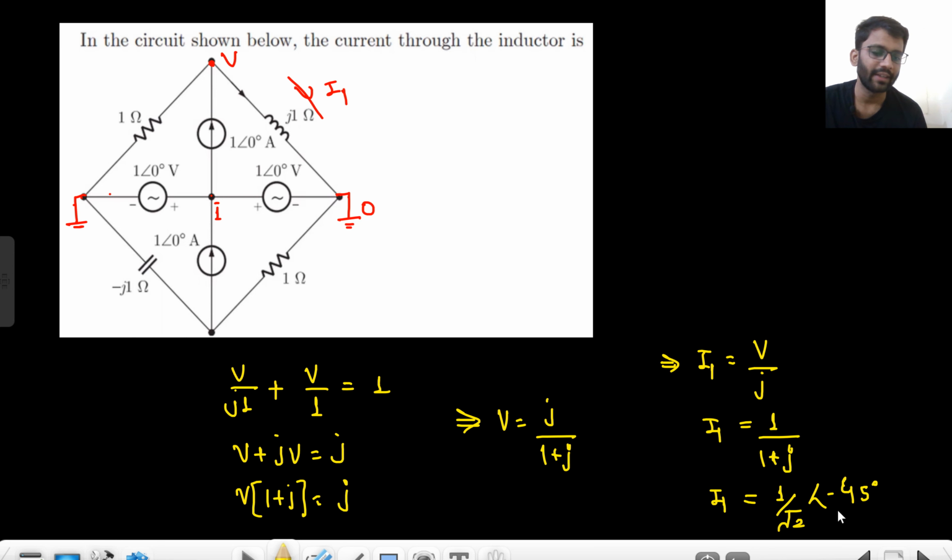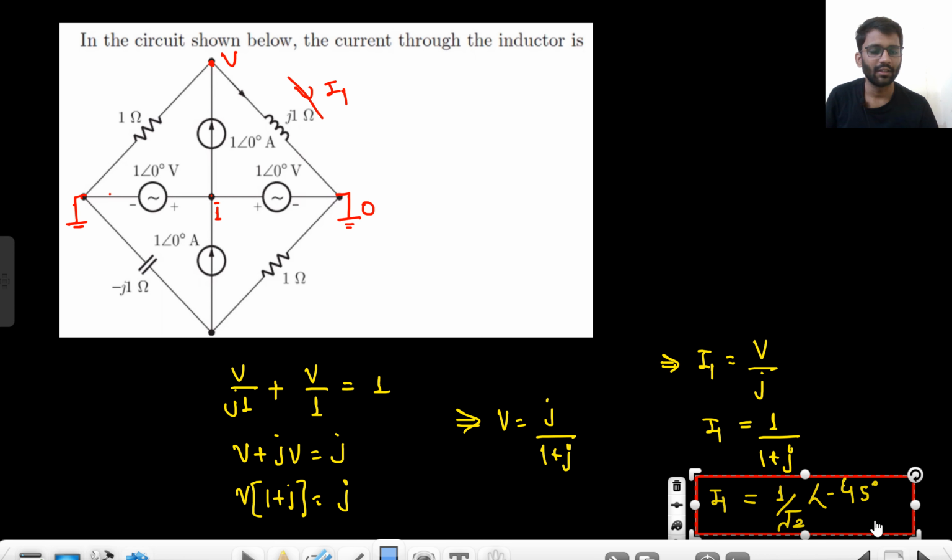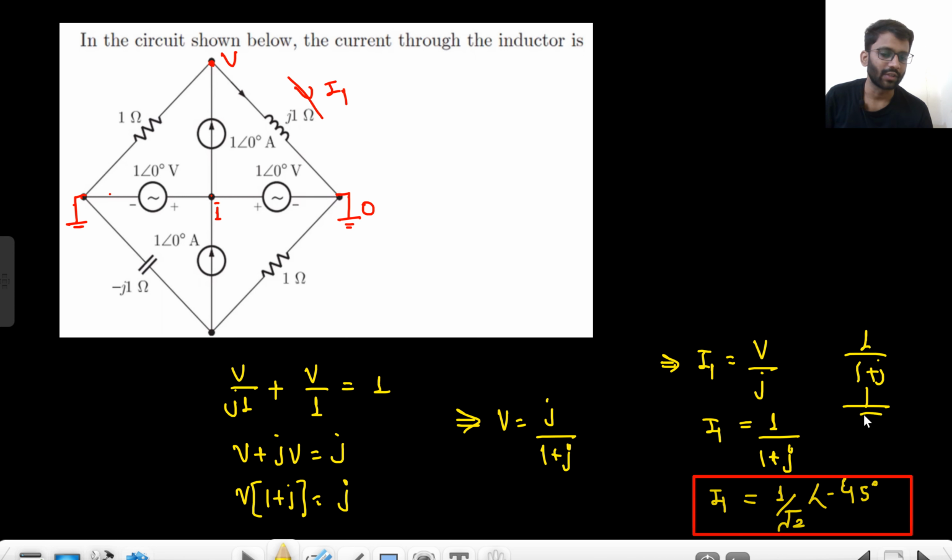Now how did I write that? You will understand it in AC analysis. I just picked this question if you already know the concept. So how did I write the magnitude? 1 upon 1 plus J, so it will be 1 upon under root A square plus B square. So it is 1 by root 2 and the angle is minus 45 degree. Completely you will understand that in AC analysis. Very easy question.